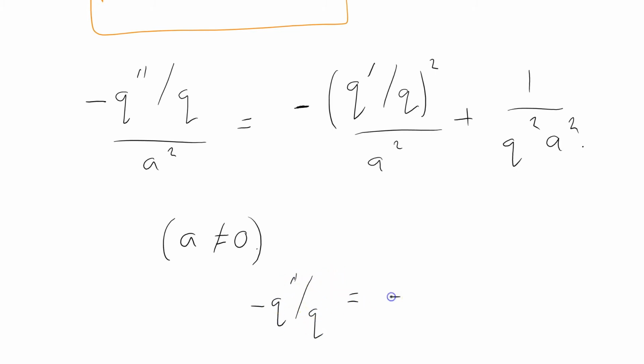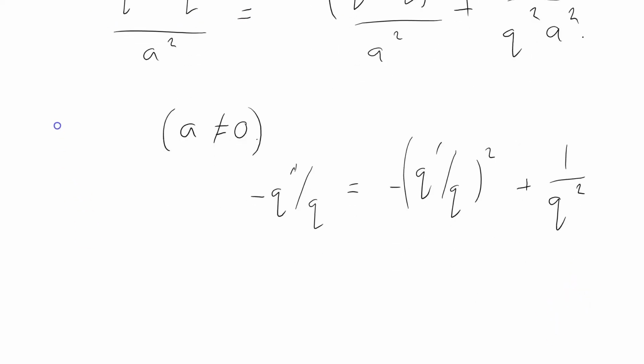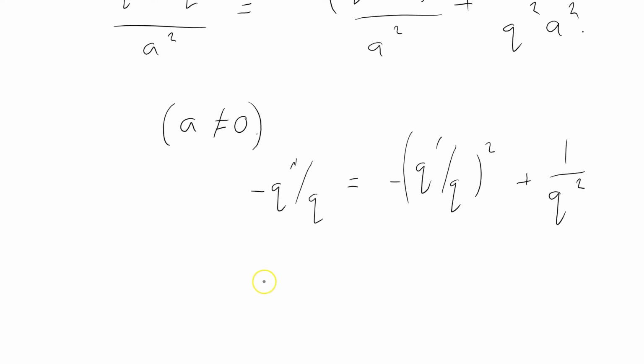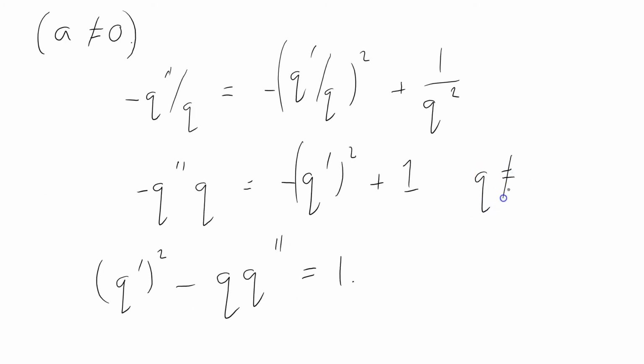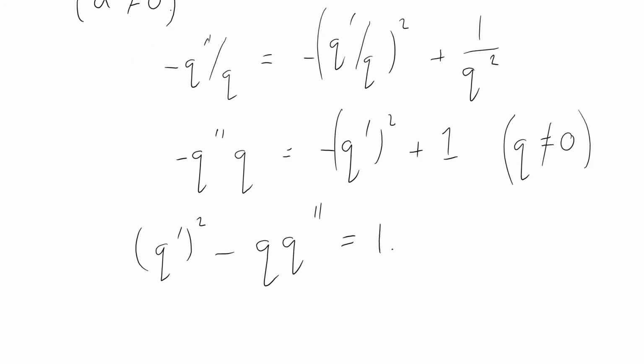So, assuming that a is not equal to 0, we have that minus q double dash over q equals minus q dash over q squared plus 1 over q squared, or minus q double dash q equals minus q dash squared plus 1. Or, let's just have a look at this, q dash squared minus q double dash equals 1. This line assuming that q is not equal to 0. If it's 0, you're in a lot of trouble. Oh, well, that's quite nice.